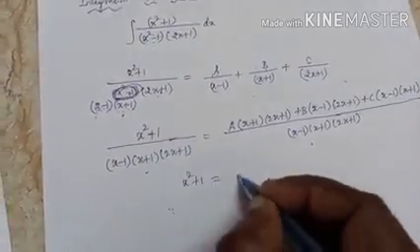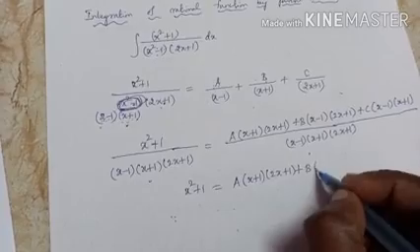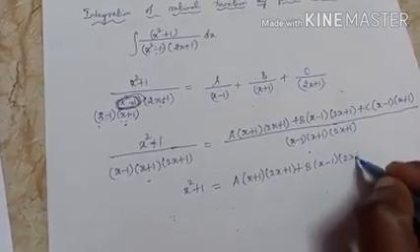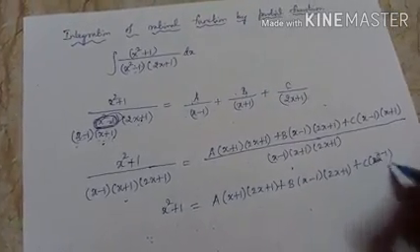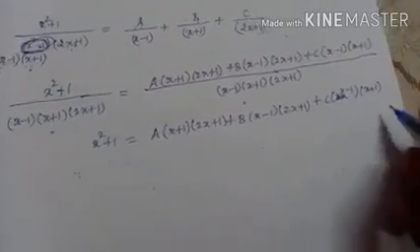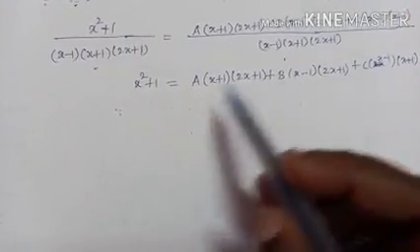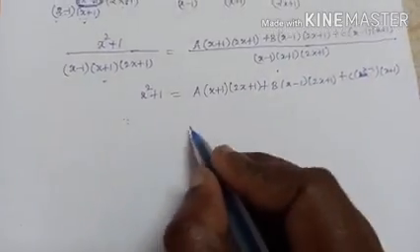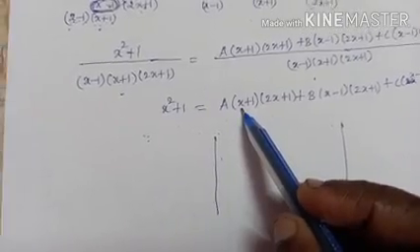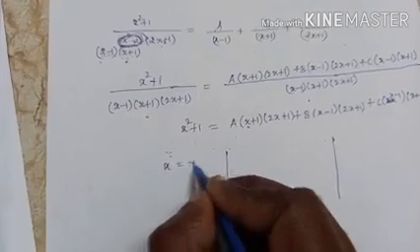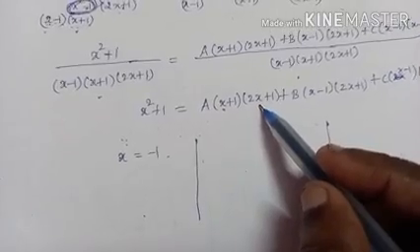So x square plus 1 is equal to a into x plus 1 into 2x plus 1, b into x minus 1 into 2x plus 1, c into x minus 1 into x plus 1. Next, we have to give values for x in order to find a, b, c. Let us have 3 columns because there are 3 unknowns. Put x plus 1 equal to 0, x equal to minus 1. So put x equal to minus 1, it will give 1 unknown. 2x plus 1 equal to 0.